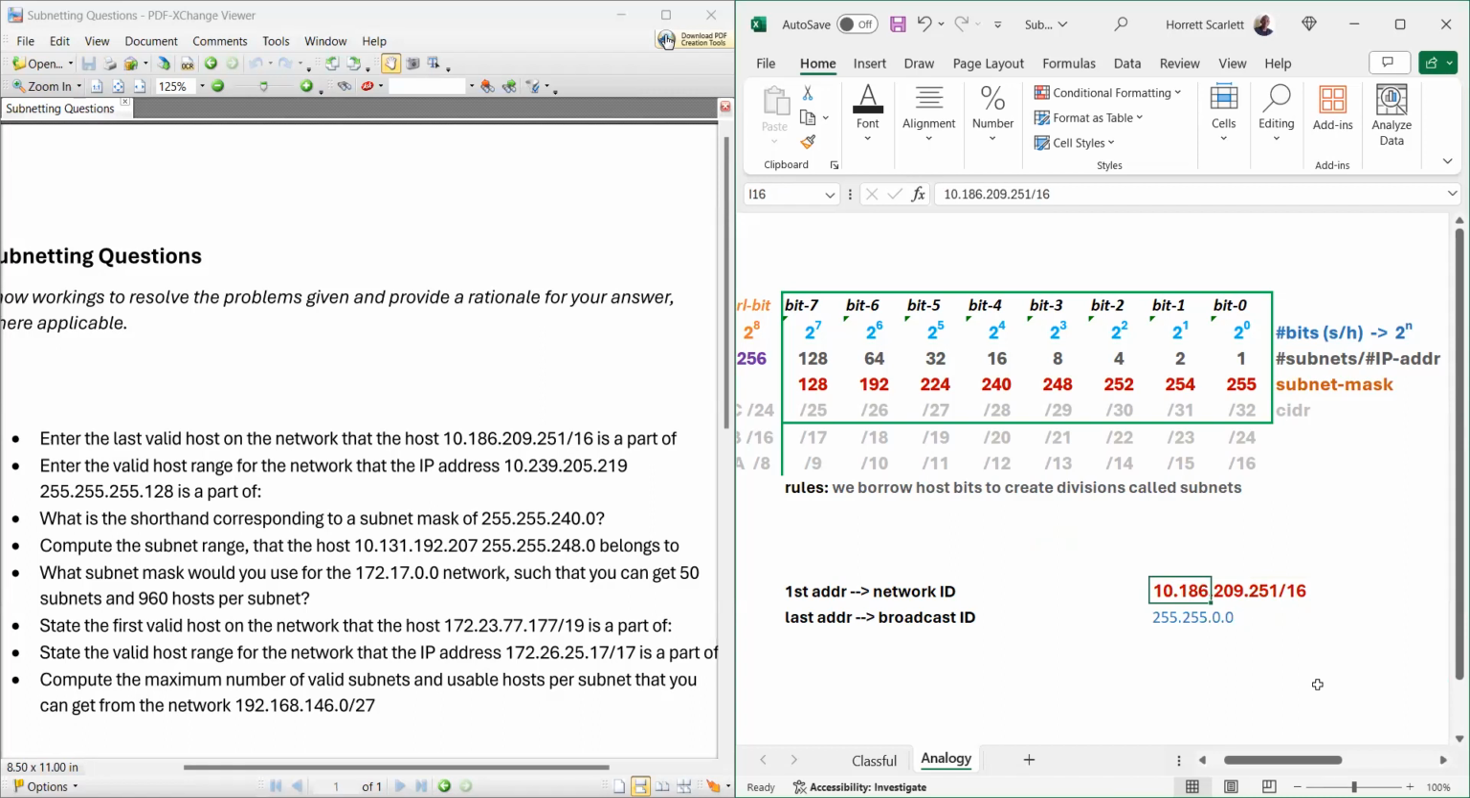So the other one says we have 10.239.205.219, and you're given a subnet mask of 255.255.255.128. All right, so you're looking at that and you're doing some interpretation. What are some of the things that you come up with?